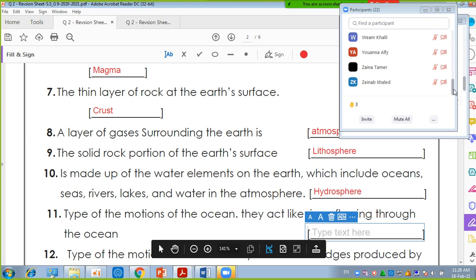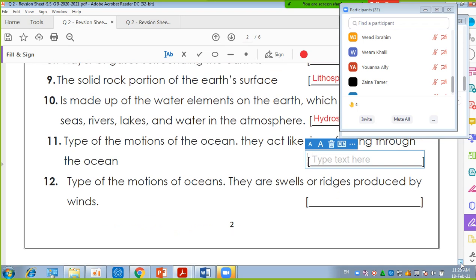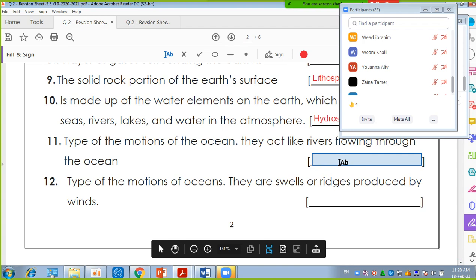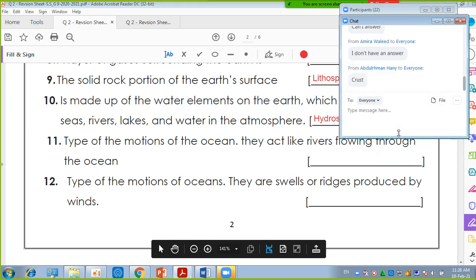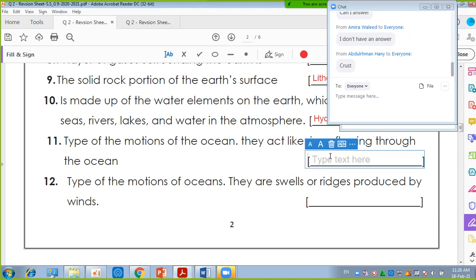Number 11, Mr. Genius Hassan, who cares about English, answer number 11. Yes, okay, I'll try. The motions of the ocean act like rivers flowing through the ocean. Tide, current. Yeah, that's right. Current. Yes, thank you.